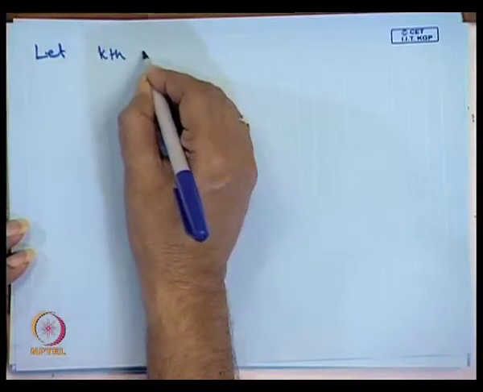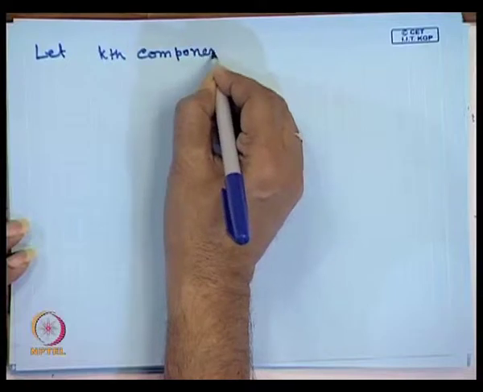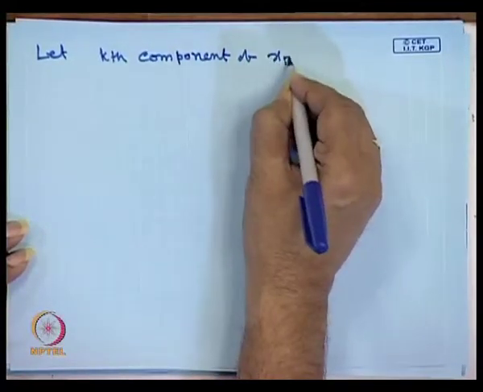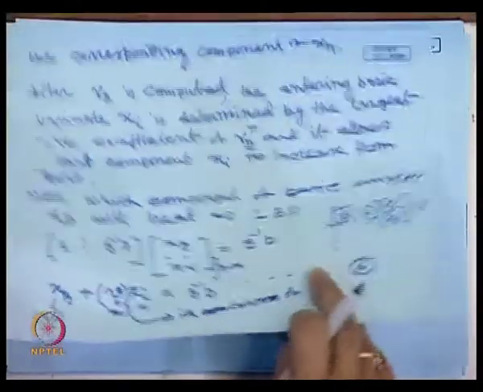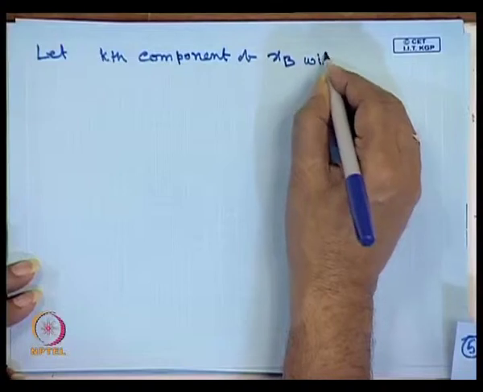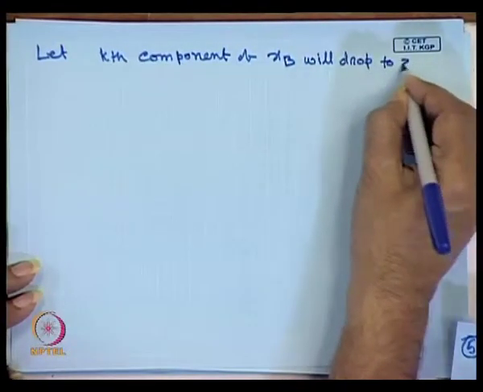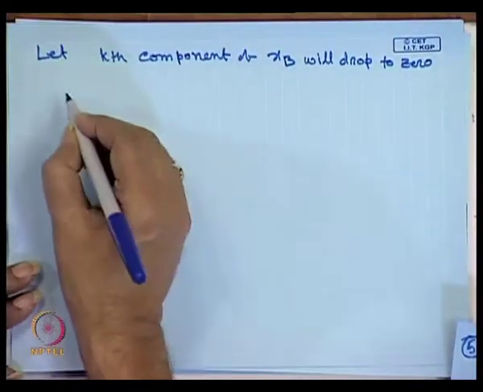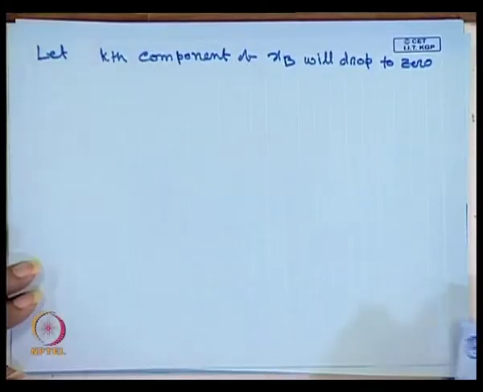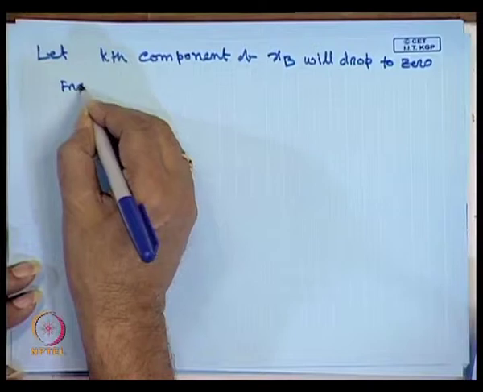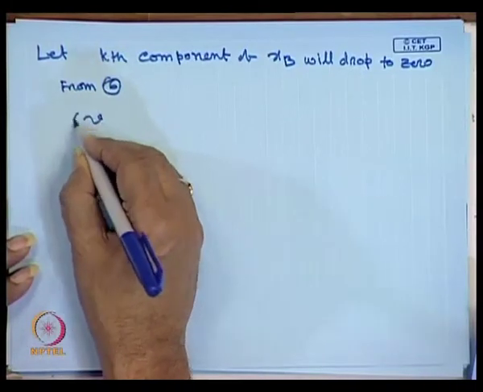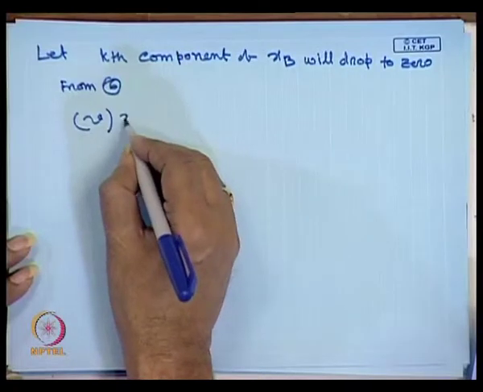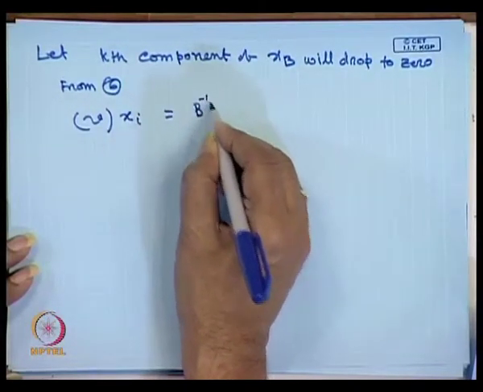So, let the kth component of x_B, out of the m components, drop to 0. Then from equation 6, what can you write? The kth component of this is assigned 0. So we will write v x_i equals B inverse b.